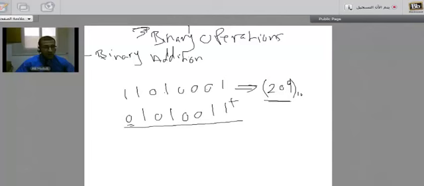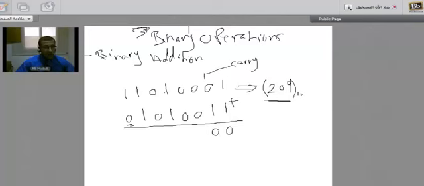Now, if we add 1 to 1 in binary, it's not 2 obviously, because we're dealing with binary, so you only get to put zeros and ones. So it works this way. 1 plus 1 in binary is 0, and we carry 1, as you may remember from math in school. This is called the carry. Now we add this carry to the next column.